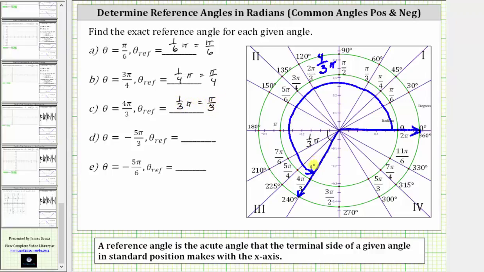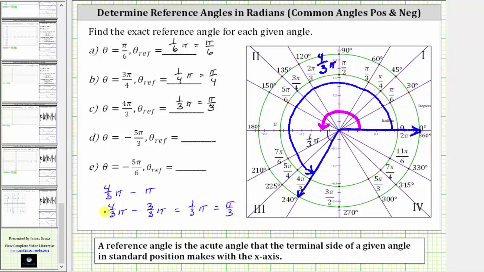If we did want to calculate this angle, we could take the given angle and subtract pi radians or half a rotation counterclockwise, which would leave us with the reference angle. And let's go ahead and show that. We would have 4/3 pi radians minus pi radians, which is 4/3 pi radians minus 3/3 pi radians, which does give us 1/3 pi radians or pi over 3 radians.